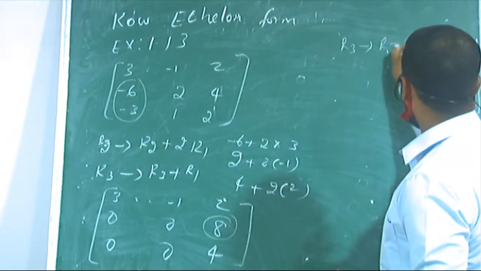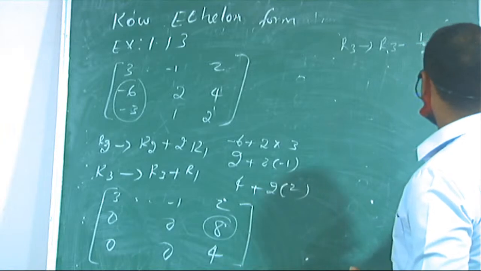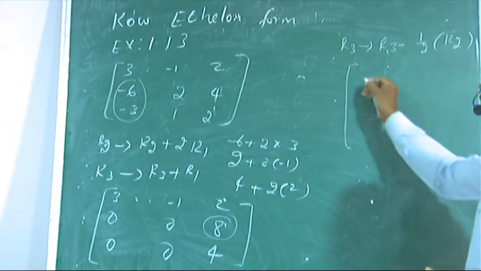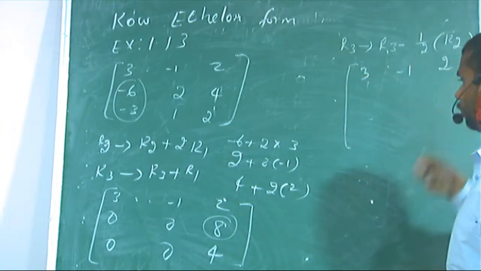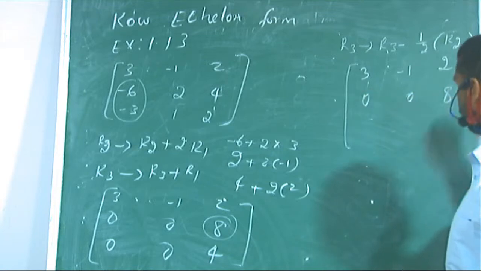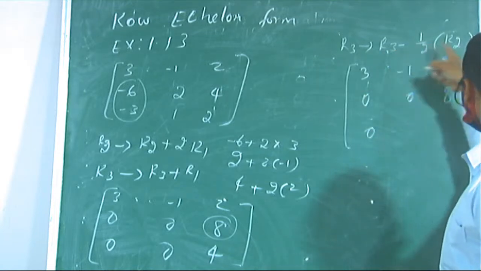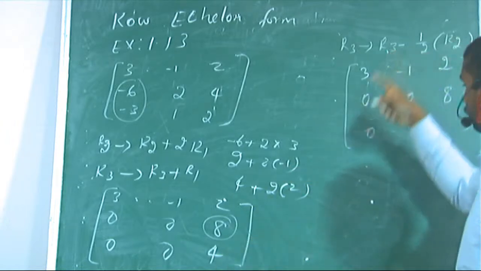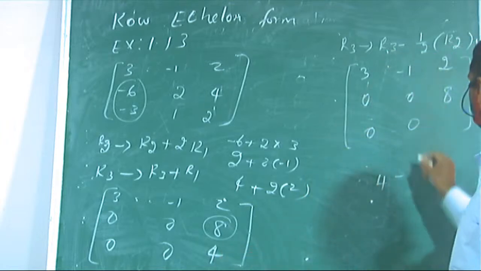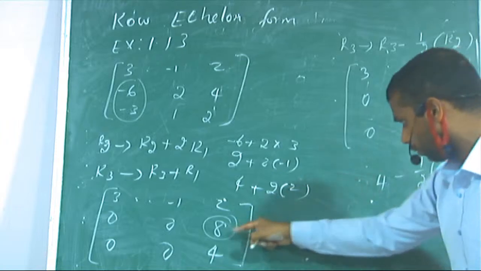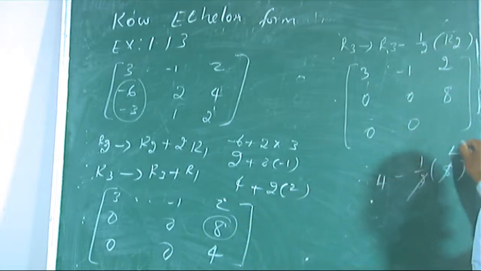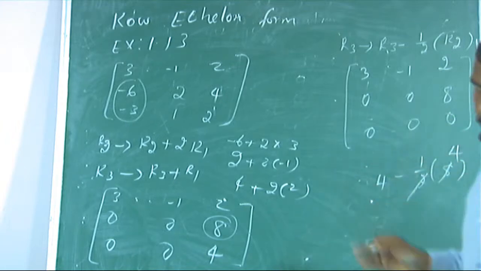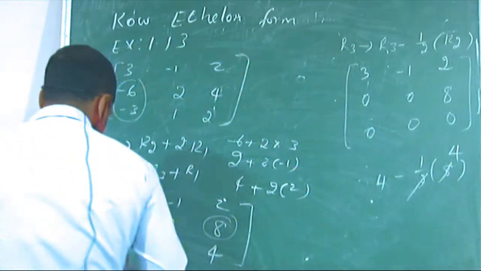Therefore, what we have to do? R3 minus 1 by 2 into R2. Listen my dear friends, R1, R2 as it is. What is R1? 3 minus 1 2, 0 0 8. Then R3 compared with R2, both side terms will be 0. What is R3? 4 minus 1 by 2 into 8: 2 and 8 will be cancelled, giving 4. Therefore 4 minus 4 is equal to 0. This is one of the important questions. Just do it on your own.